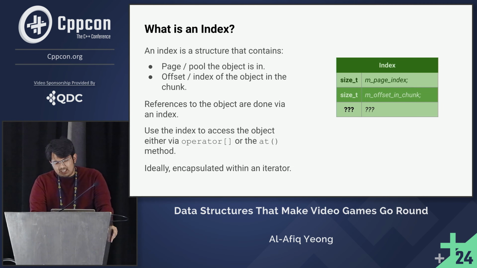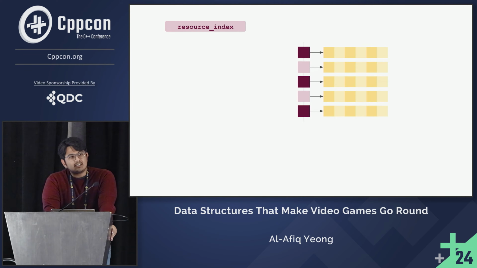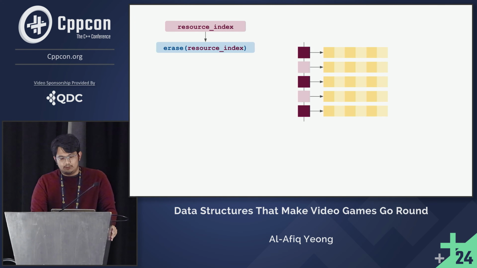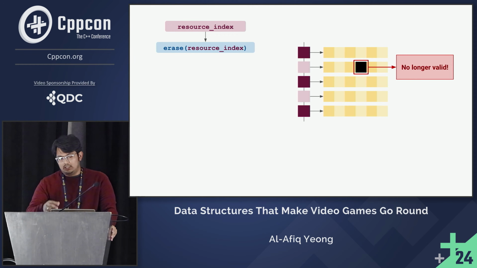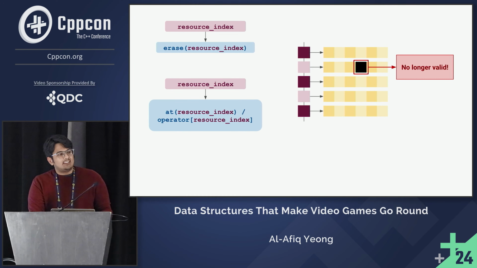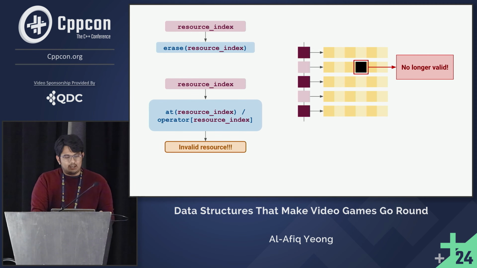But we still have one more problem, right? Say some system holds an index to some resource. It no longer needs the resource, so it removes it from the container. We remove it from the container, and now the object is destroyed. It's no longer valid. But the system still holds an index to the resource, and nothing is stopping it from accessing or doing a lookup for the destroyed resource from the container. And when this happens, what you get back is basically an invalid resource.